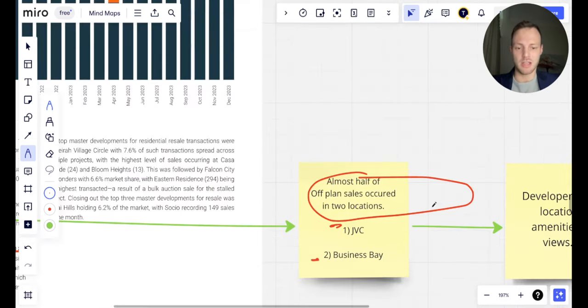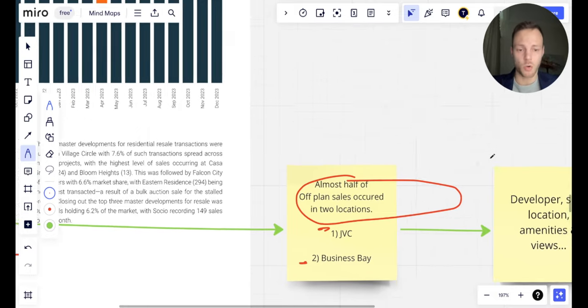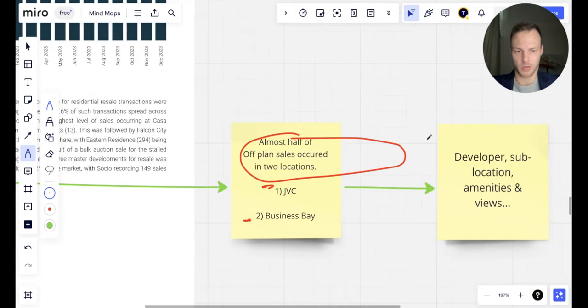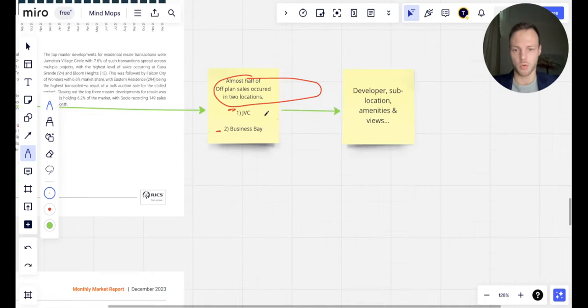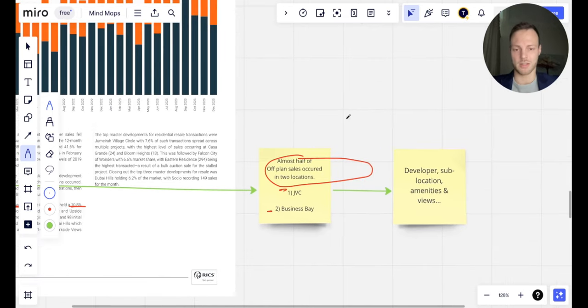And this is where it is very important. If you are looking in these two locations, you go with a very good developer, and the unit you pick is the right type of unit for that particular location and sublocation. You've got good amenities and you've got good views, because when you've got a lot of supply coming onto the market, this will become even more important for you as an investor.